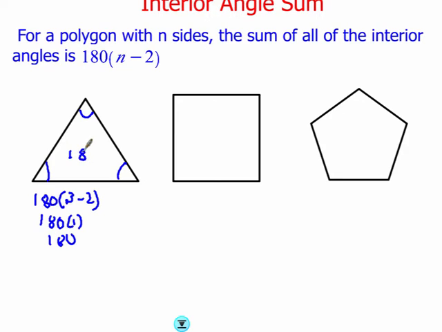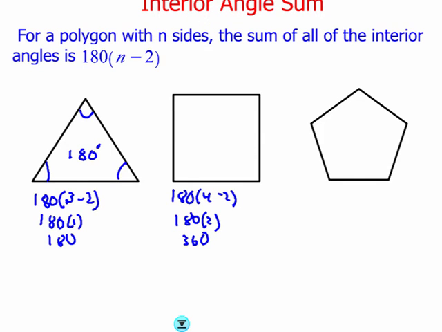That's 180 degrees. Now, most of you probably already know that a square has an angle sum of 360 degrees. Okay, and if I work that out, well, 180 times the number of sides, 4 minus 2, that's 180 times 2, that's 360. Let's talk about how this works. How do we come up with this?